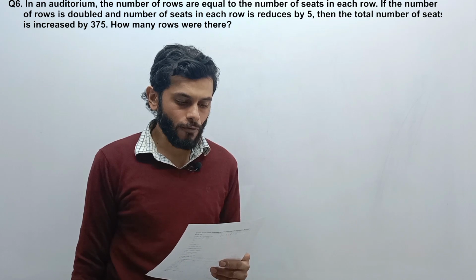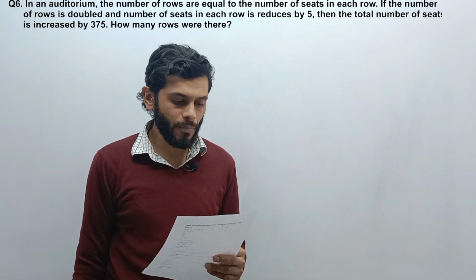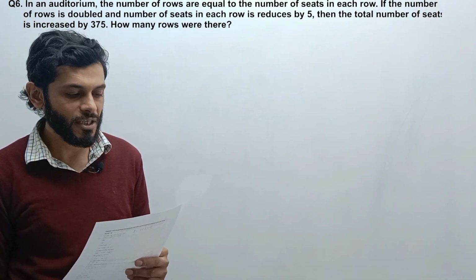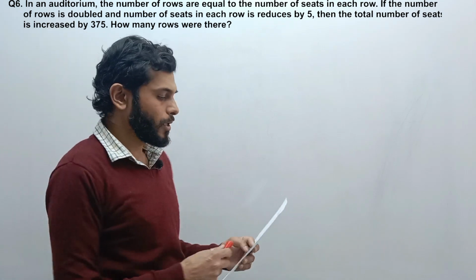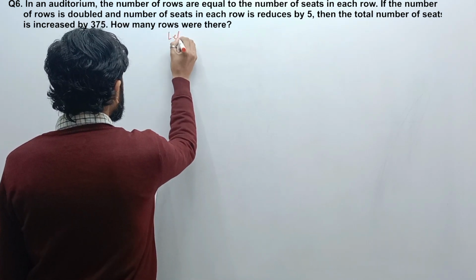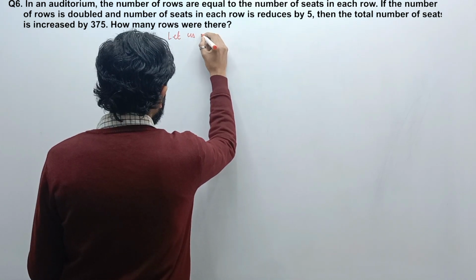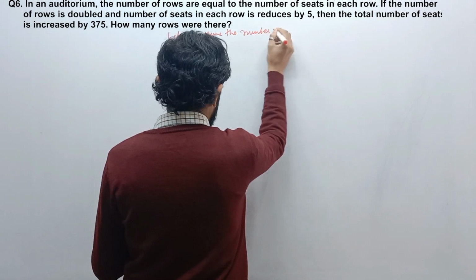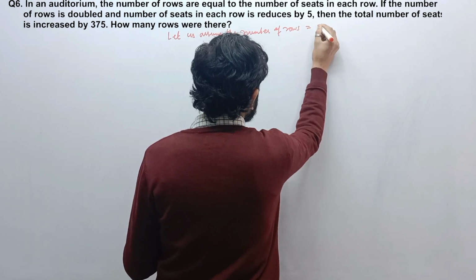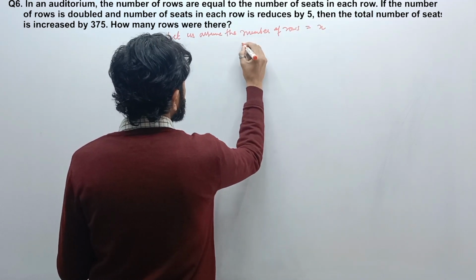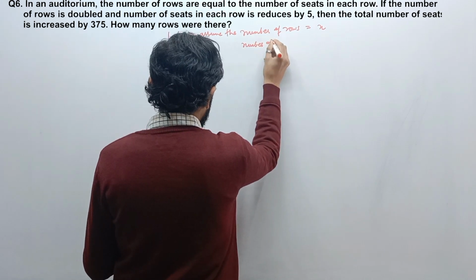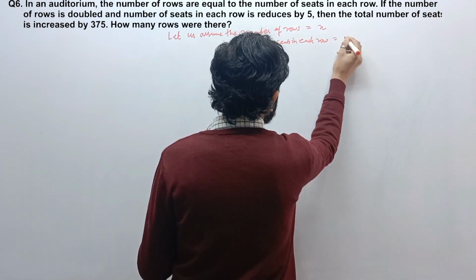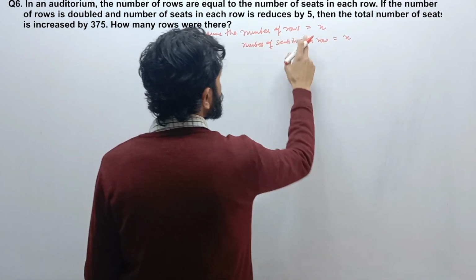In an auditorium, the number of rows is equal to the number of seats in each row. If the number of rows is doubled and the number of seats in each row is reduced by 5, then the total number of seats is increased by 375. How many rows are there? So now we will first assume the number of rows be x and the number of seats in each row is also x, as the number of rows.